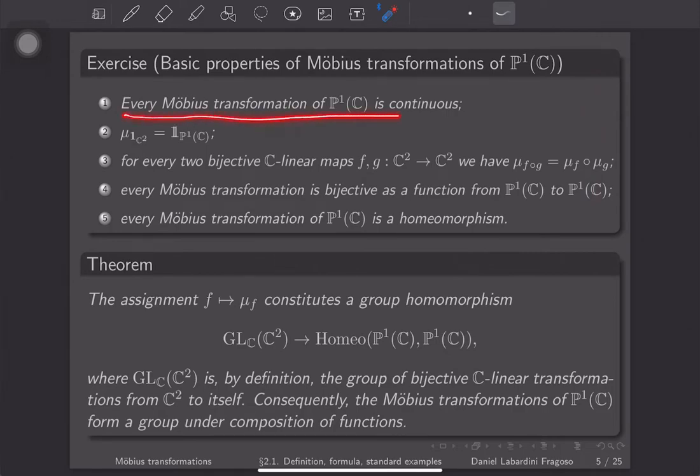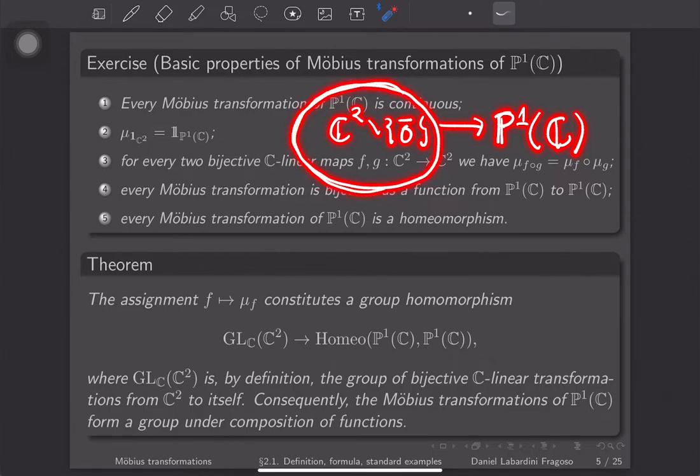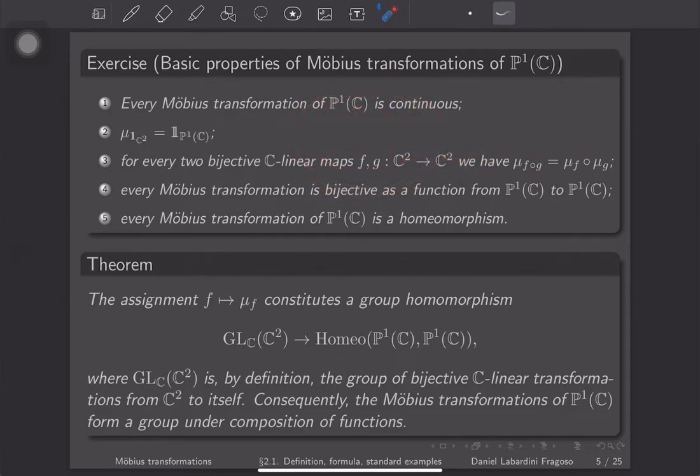Every Möbius transformation is continuous. This you can prove from how we defined the open sets of the complex projective line. Recall that by definition the open sets in P1C are precisely those whose inverse image is open under the tautological map from the space of non-zero vectors in C2. What was this tautological map? Every such vector spans a one-dimensional subspace. So you know how this map is defined, and playing around with that definition, this becomes easy.